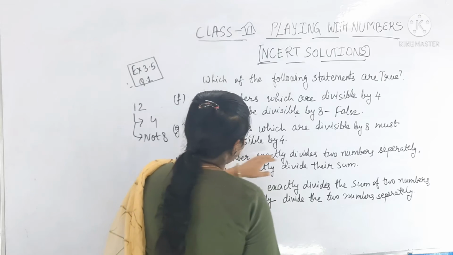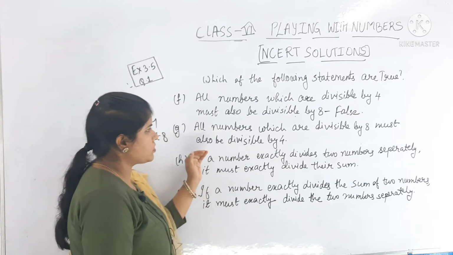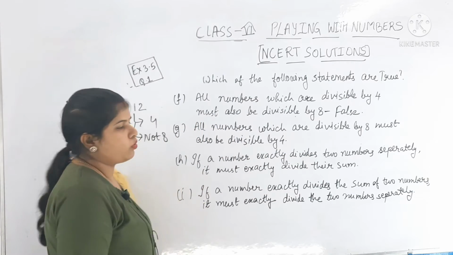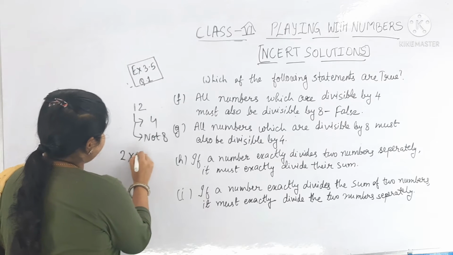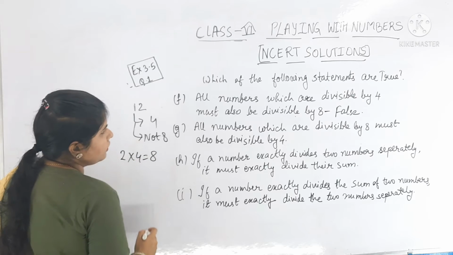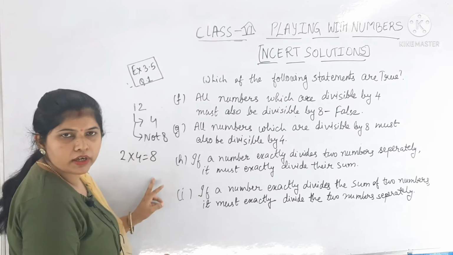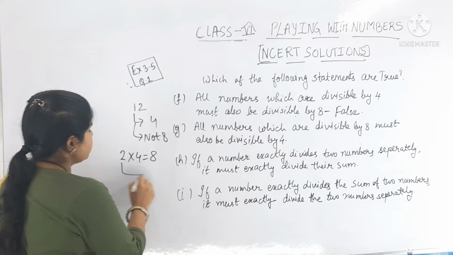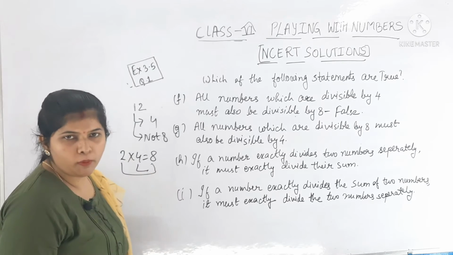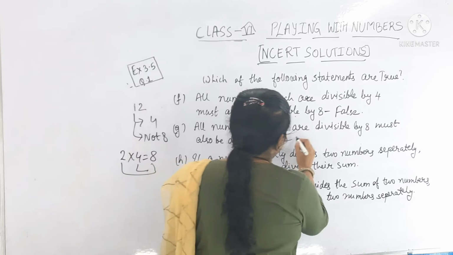G part: all numbers which are divisible by 8 must also be divisible by 4. So we know that 2 into 4 equals 8. So a multiple of 8 is divisible by 2 and 4 both. So here it is true.